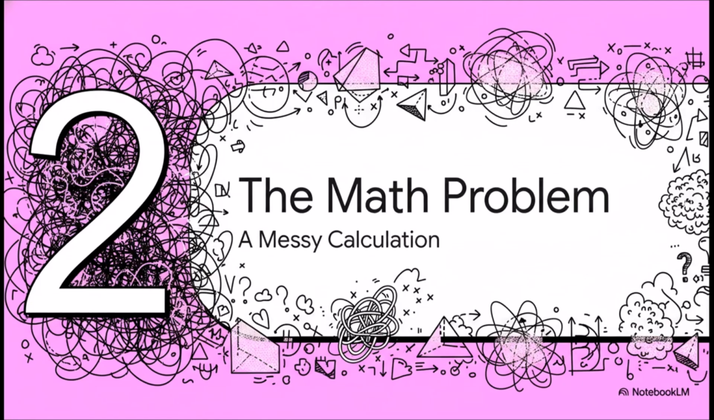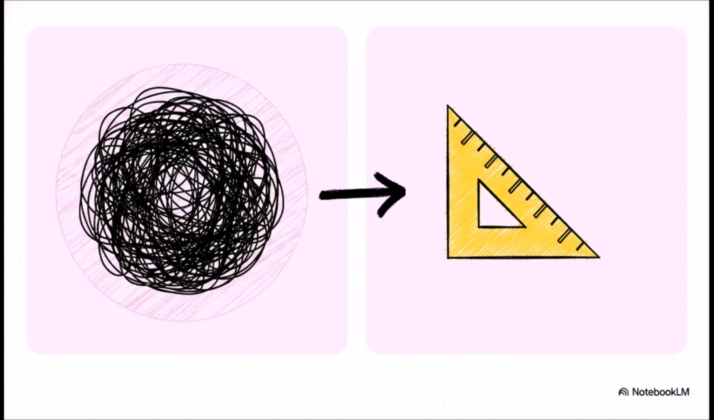Section 2, the math problem, a messy calculation. The traditional way data scientists figure out these stochastic orders is, quite frankly, a messy, highly complex calculation. For a very long time, the gold standard for comparing two probability laws has been something called the likelihood ratio.